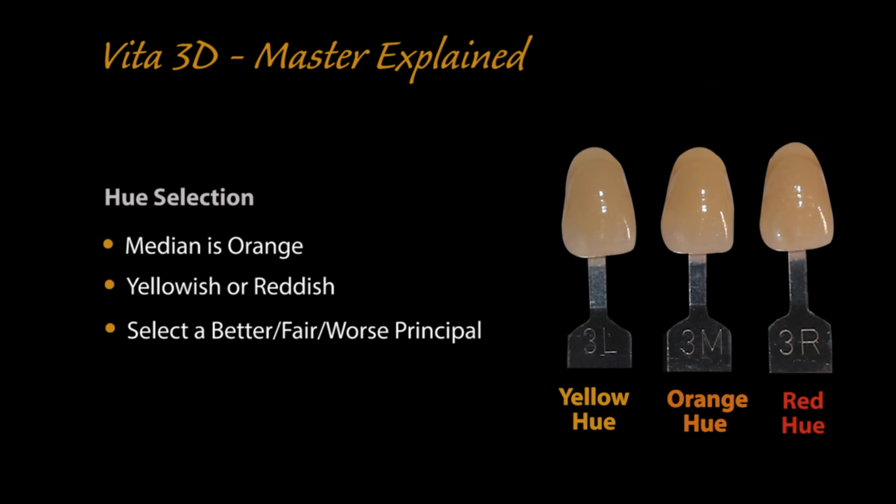It's hard to tell this in the pictures there, but when you hold each one of these shade tabs up, I always start with the M shade first, knowing that it's the orange hue. And you ask yourself, what do I see in reference to the natural tooth? Is it more red than the 3M shade tab, or is it more yellow than the 3M shade tab? That's what we mean by the better, fair, or worse principle: you're always asking yourself which one looks better in reference to the natural tooth, knowing you have three options: an orange hue, a yellow hue, or a red hue.